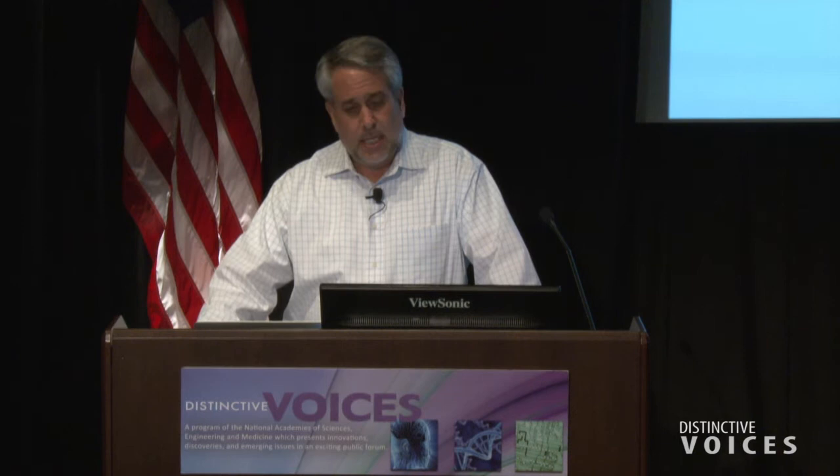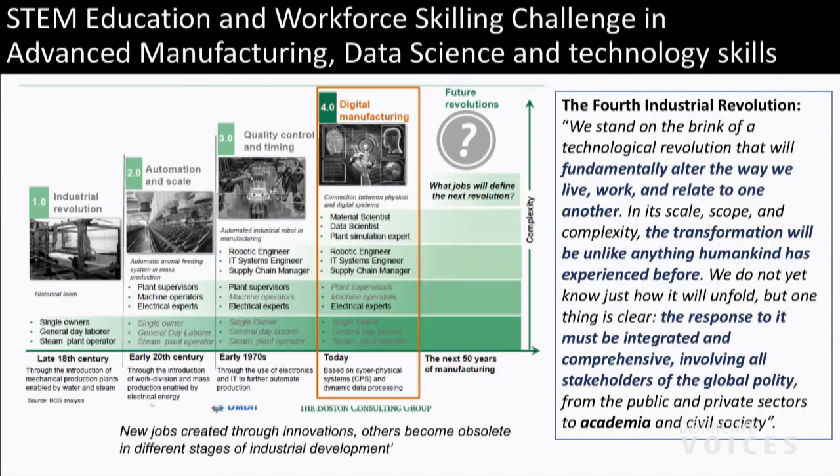What's the next crisis? Or what is the next big challenge facing our country right now and facing the world? Well, particularly if you work for Boeing or if you work for Microsoft, you need a STEM education. And there's a huge skilling challenge in manufacturing, in data science, and technology skills. What's happened here is we see that in the late 18th century, in the Industrial Revolution, relatively stable production plants enabled by water and steam. Early 20th century, we're able to get to automation and scale.